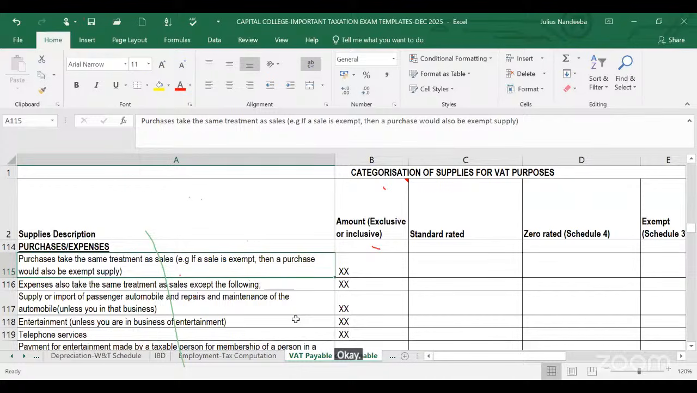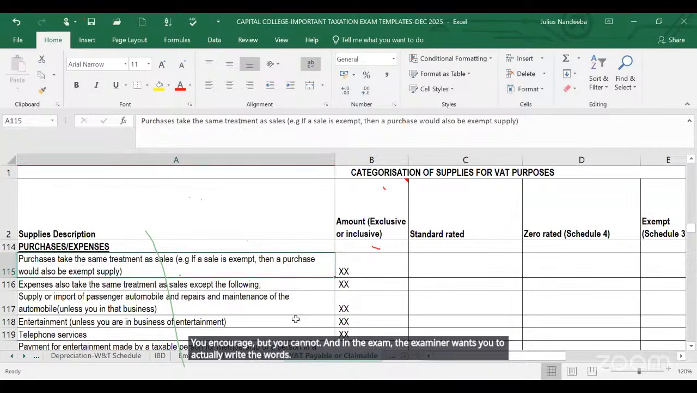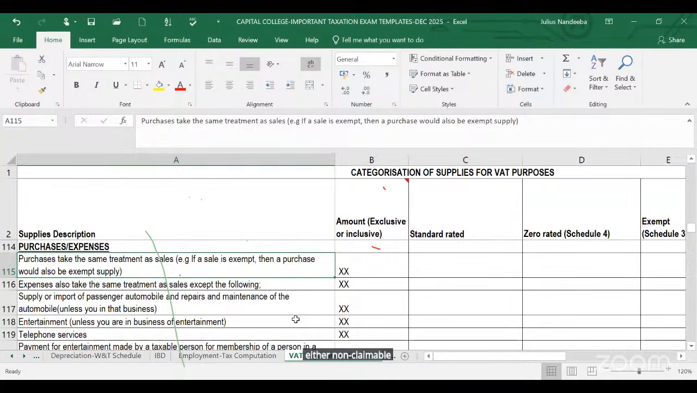There is input VAT that you're going to incur, but you cannot claim. You incurred it, but you cannot. And in the exam, the examiner wants you to actually write the word either non-claimable or not creditable. Some students were asking me, what is the difference? The difference is that you cannot claim that.